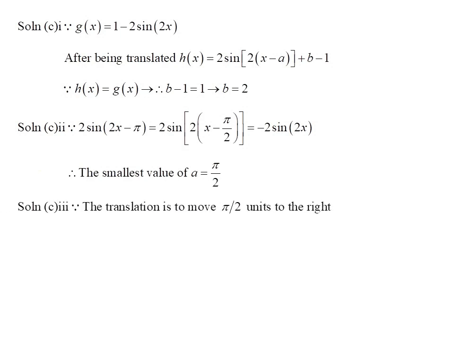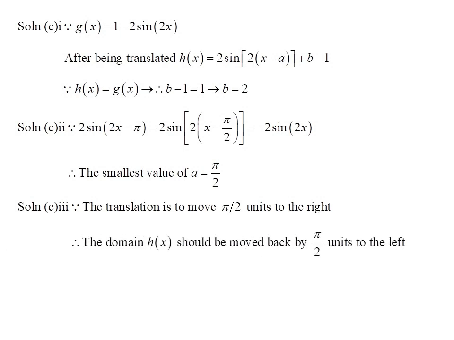As for section 3 of part C, since the translation is to move pi over 2 units to the right, the domain of h of x should be moved by pi over 2 units to the left. So the domain of h of x is within the closed interval from negative pi over 2 to 3 pi over 2.